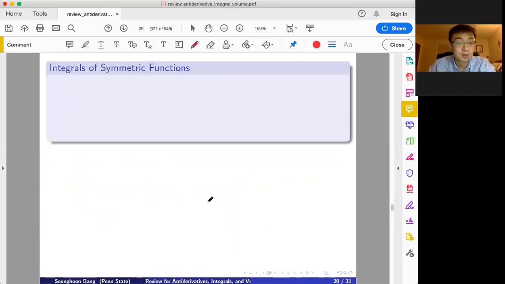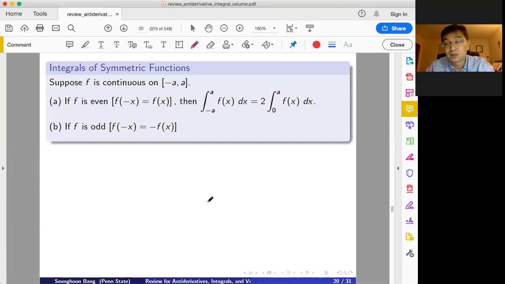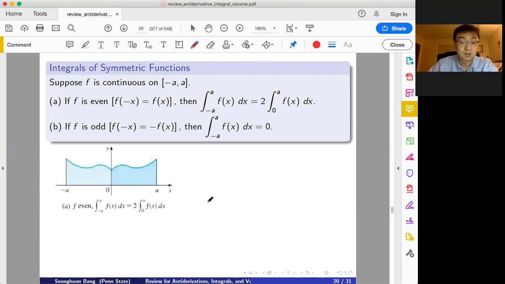So next one, integrals of symmetric functions. What does it mean? Suppose f is continuous on the interval from minus a to a. If function f is an even function, then the integral from minus a to a of f of x dx is 2 times the integral from 0 to a of f of x dx. If f is an odd function, f of minus x equals minus f of x, then the integral from negative a to a of f of x dx equals 0.